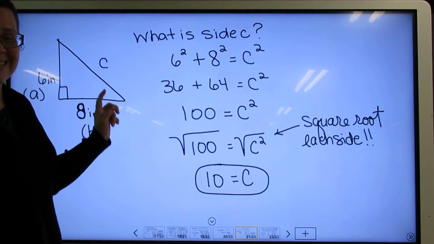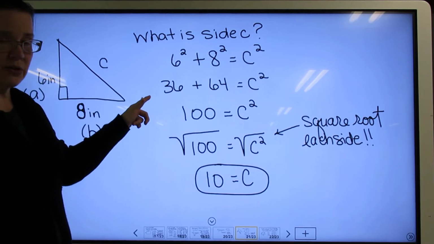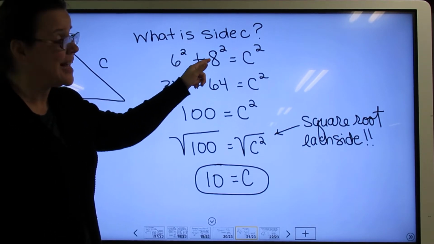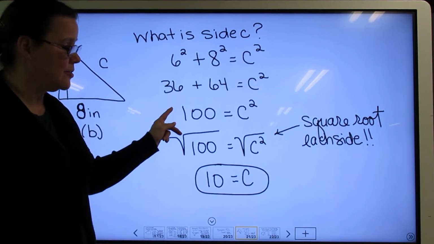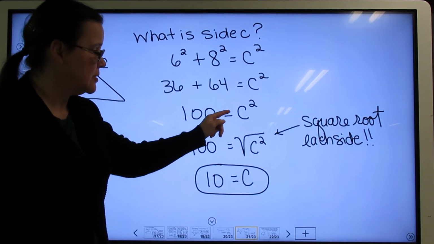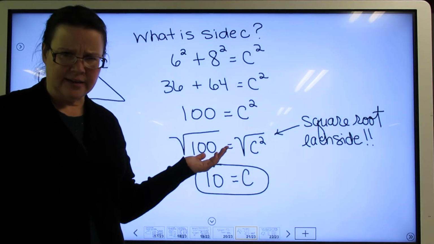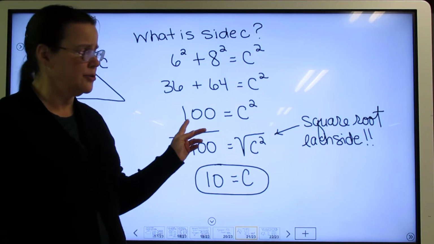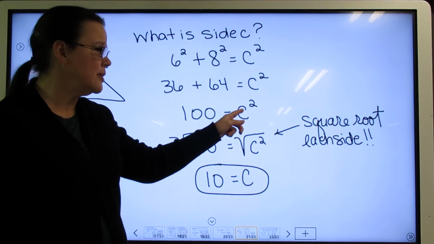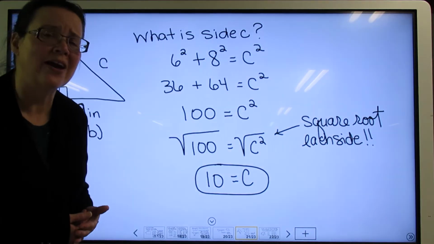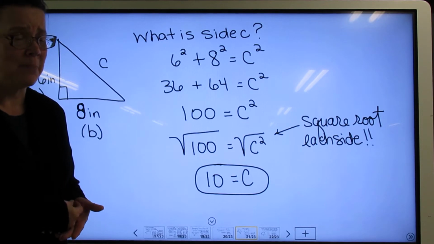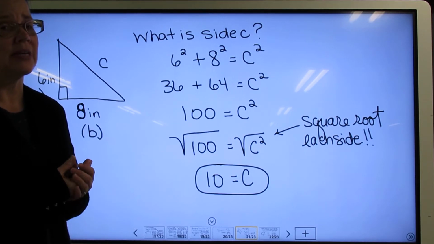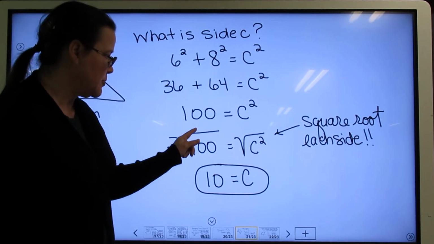6 squared is 6 times 6, which is 36. And 8 squared is 8 times 8, which is 64. Those two added together gives me 100 and equals C squared. However, you're not done. That's not the answer. It's not 100 because this is C squared. And to get rid of the square, you have to square root each side. That is a very important step. You miss that step, you're going to get it incorrect. You square root each side.